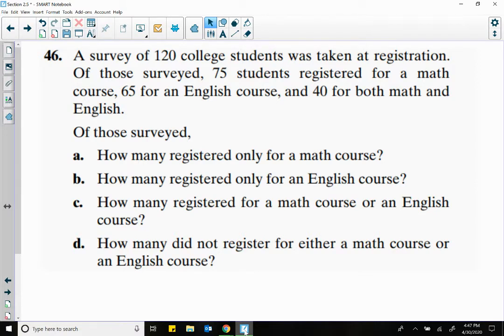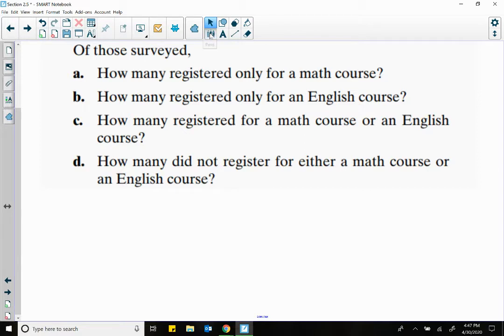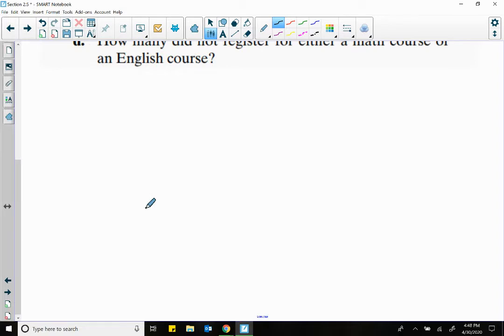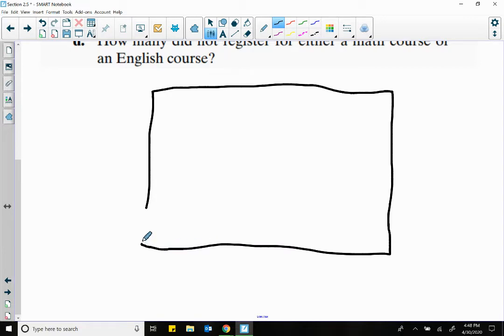All right. So the first thing is we read this. It says a survey of 120 college students was taken at registration. Of those surveyed, 75 students registered for a math course, 65 registered for an English course, and 40 registered for both math and English. So, based off of this, how many ideas are we talking about up here? And if you paid attention, there are really only two ideas. We're talking about students that registered for math and students that registered for English. So we only have two circles.